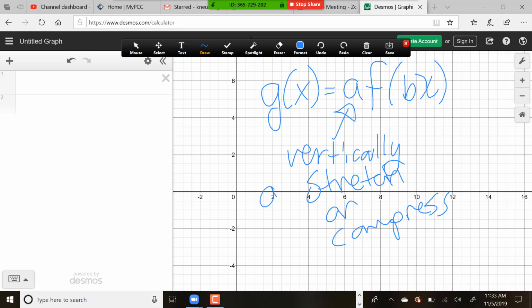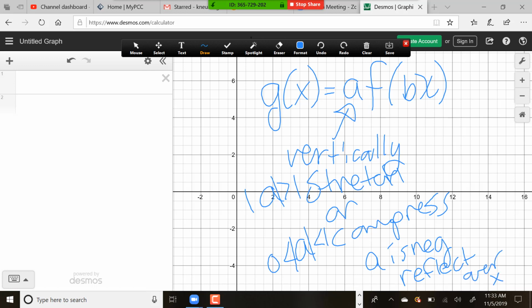So if your a is greater than 1, it's going to be a stretch. If your a is less than 1 and bigger than 0, in fact, on both of these you could do the absolute value of it, then that is going to compress it down. If your a is negative, then it's going to reflect your graph over the x-axis. So that's what the a is going to do.